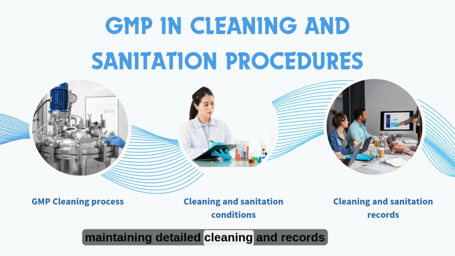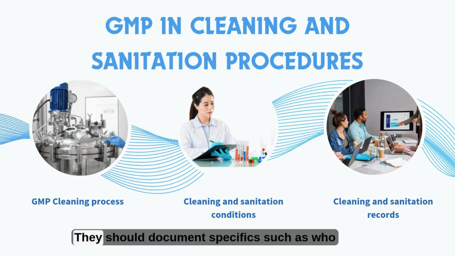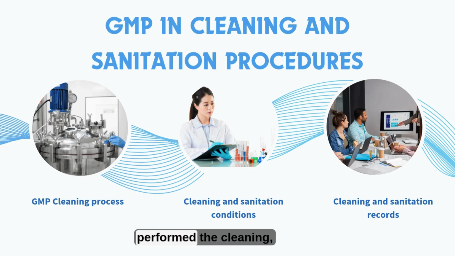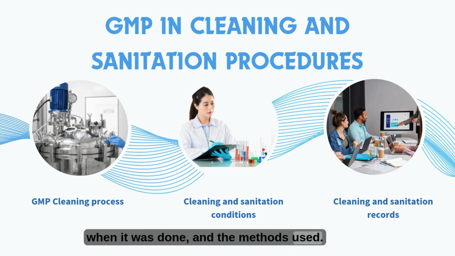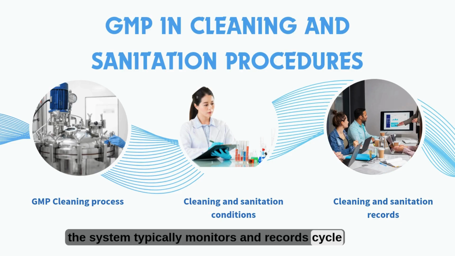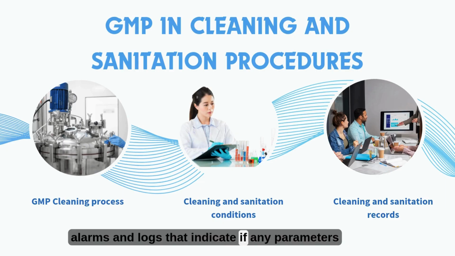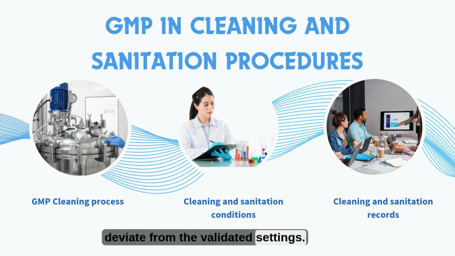Finally, maintaining detailed cleaning and sanitation records is a fundamental GMP requirement. These records serve as objective proof that cleaning activities have been carried out properly. They should document specifics such as who performed the cleaning, when it was done, and the methods used. For automated cleaning processes like Clean in Place, CIP, the system typically monitors and records cycle conditions automatically, including temperature, flow rate, time, and chemical concentrations. These records often include alarms and logs that indicate if any parameters deviate from the validated settings.